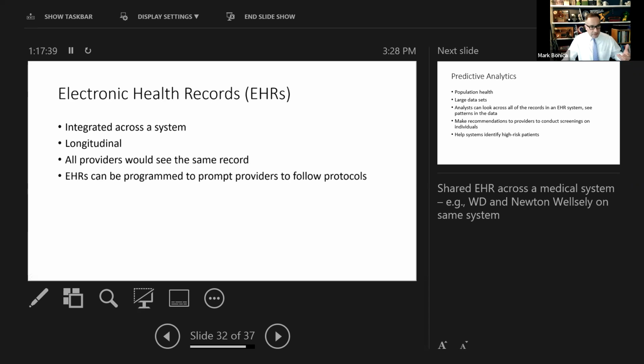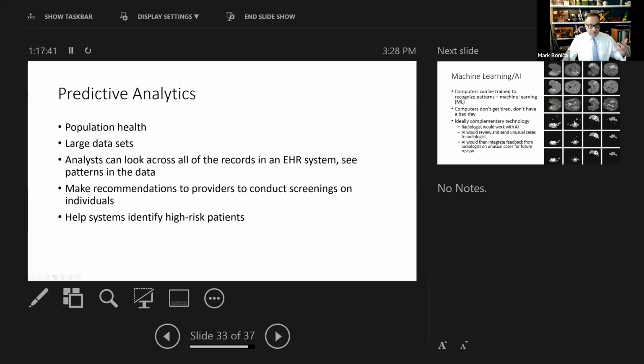So yeah, just skip through this. Predictive analytics, like I said, that's what I'm talking about. We need large population data. We can start to find patterns and make predictions and identify, in particular, high risk patients so that we can get ahead of their disease and hopefully catch it before it happens.